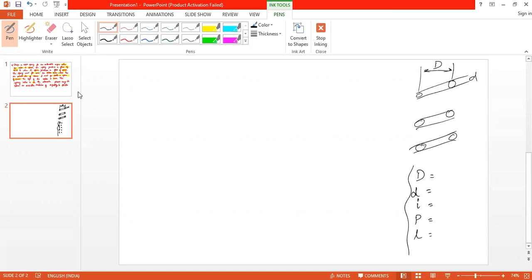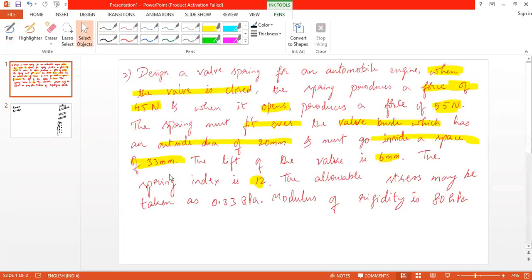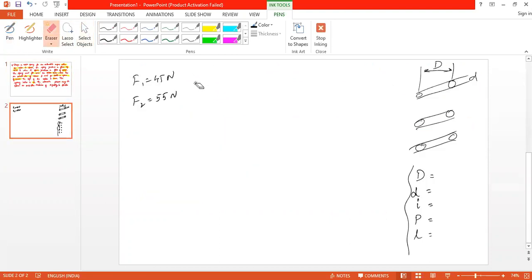That is, when the valve is closed, or when the spring is compressed, it produces a force of 45 Newton. When it is open, it produces a force of 55 Newton. And one more data given here is the lift of the valve is 6 mm. So the lift, say y2, is 6 mm.